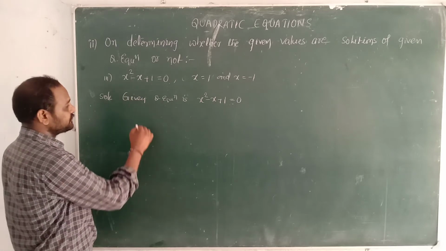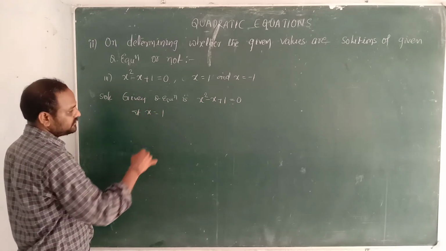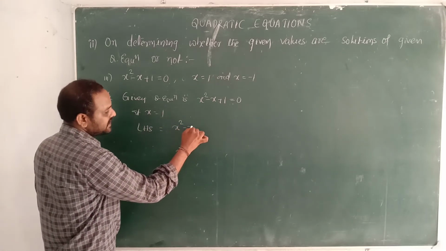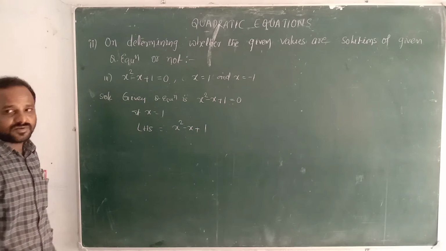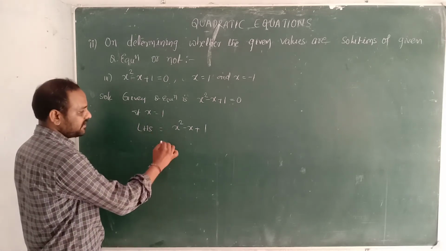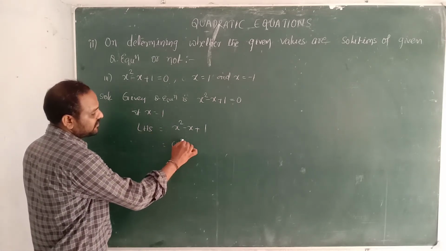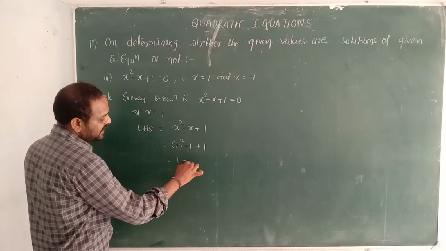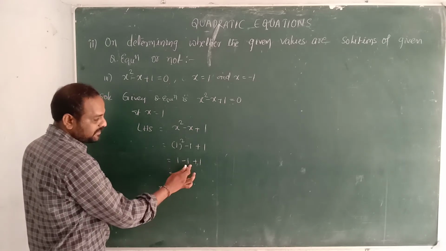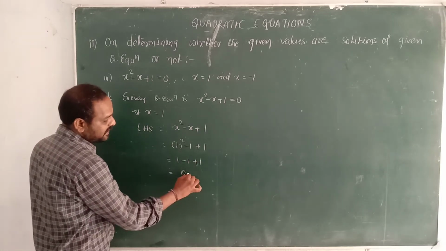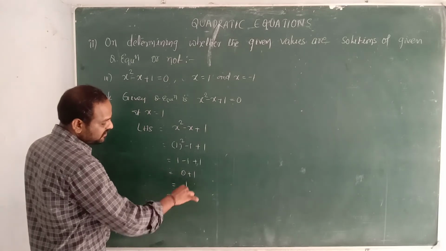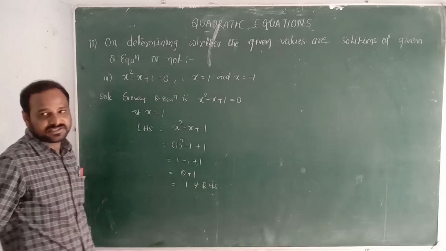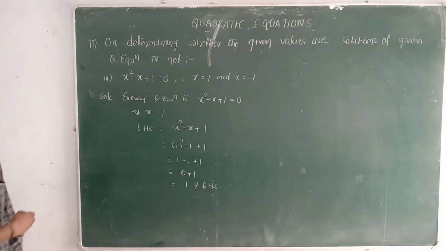So from here, at x is equal to 1, what is LHS? LHS is x square minus x plus 1. Now we are going to substitute 1 instead of x. Then we will get 1 square minus 1 plus 1. So 1 square means 1, minus 1 plus 1. Here plus 1 minus 1 becomes 0, plus 1. That is equal to 0 plus 1, that is 1, which is not equal to RHS. Here RHS is 0, but it is not equal to RHS.